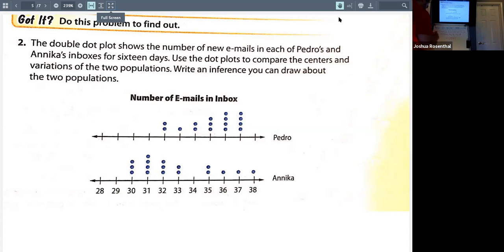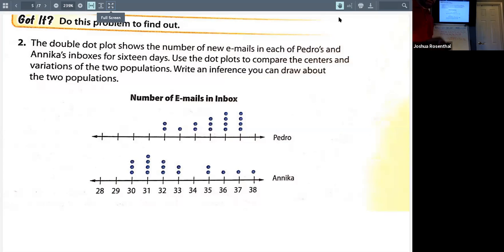divided by 17 gives me about 32.764. I'll just do 32.76. So I have a mean of about 32.765. Right, now to do the MAD.